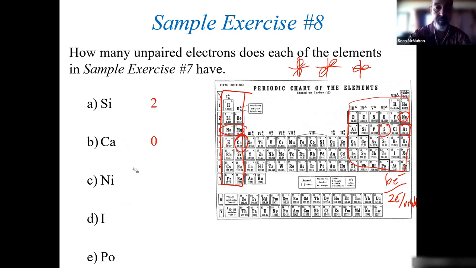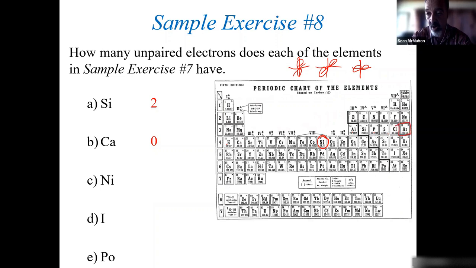What about nickel? Do we remember what nickel was? So here's nickel. Shortcut, we're going to do argon. Then we come down, we're going to have a 4s2, 3d, but how many? 1, 2, 3, 4, 5, 6, 7, 8. So it's a 3d8. Now this is where it's tricky.